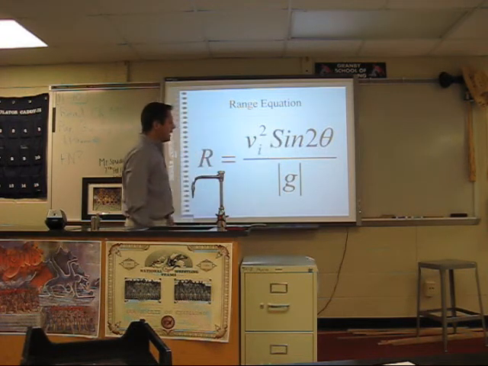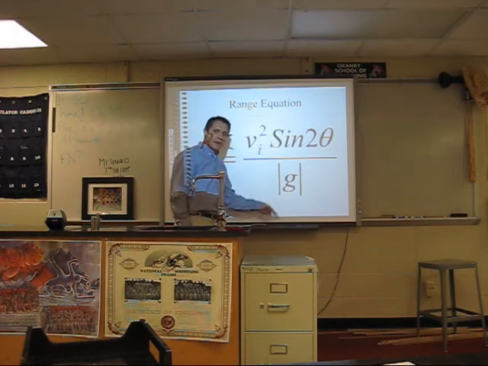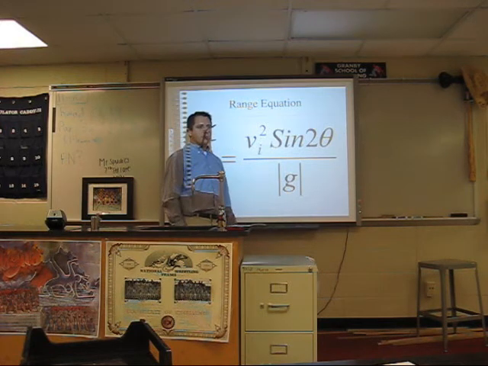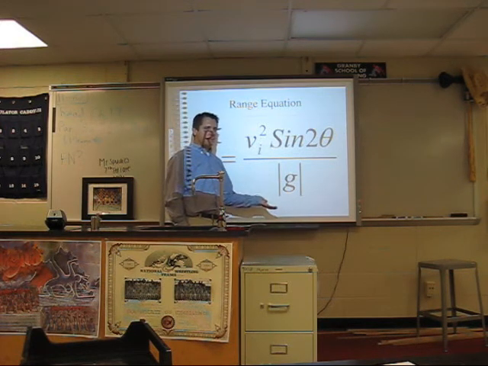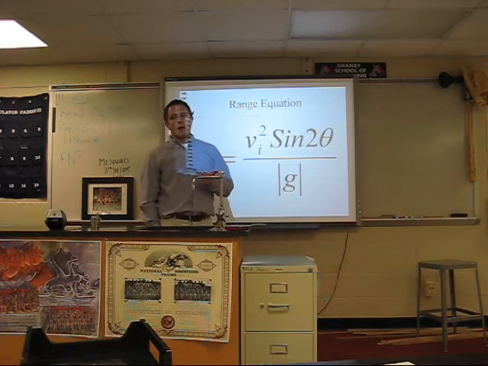And divided by g. What's g always equal to? Gravity, which is what number? 9.8. I do the absolute value to say don't worry about it being negative. It's just going to be that. Make sense? Okay.